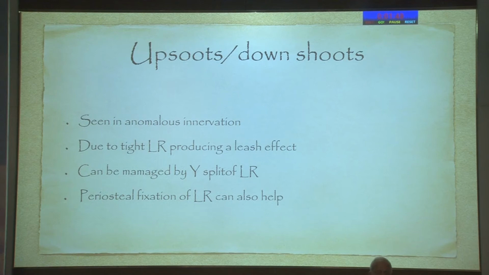If there are significant upshoots and downshoots due to anomalous innervation, it can be managed surgically by Y-splitting the lateral rectus. Or sometimes, if it is very anomalous innervation, you may actually have to take a periosteal fixation of lateral rectus or completely disable the lateral rectus to get all of it corrected.